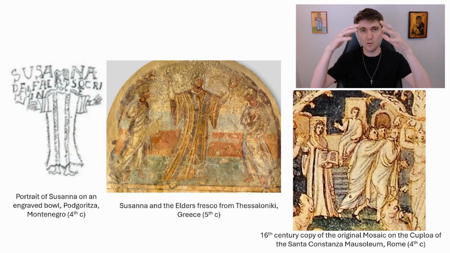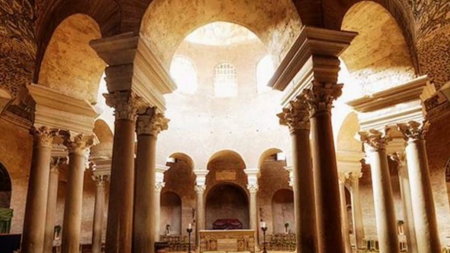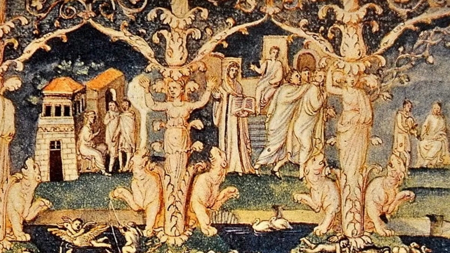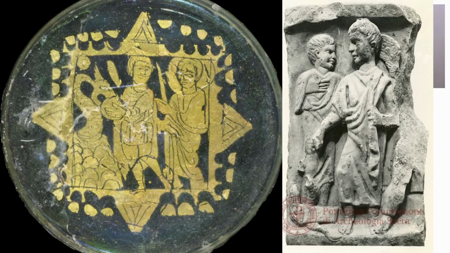And then there's a cupola or a dome in the Santa Constanza Mausoleum in Rome. The original 4th century mosaic contained images of Susanna and scenes from the story of Susanna. On the same dome, there's an image of Tobit with a fish, which dates to the 4th century. There's a fresco in the catacombs of Rome with Raphael, the angel, and Tobit holding the fish. And we have a few instances even of Bel and the Dragon. This is Daniel with the poisoned cake that he's giving to the dragon.